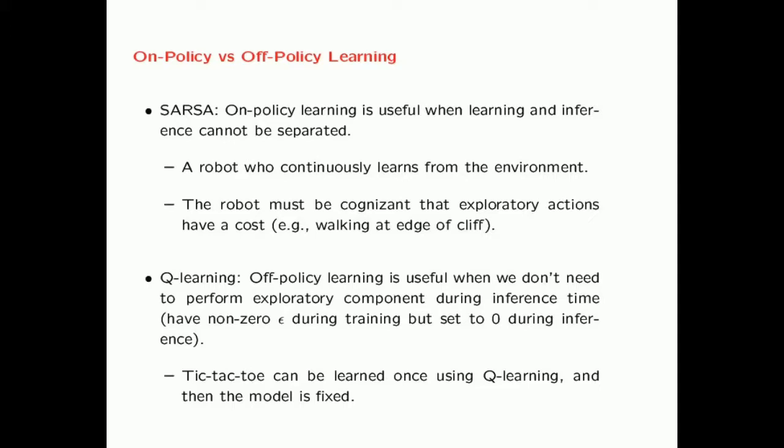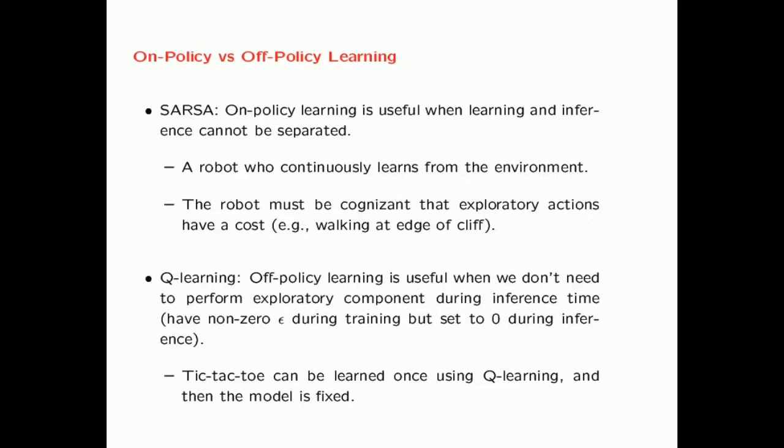Now, in the case where you always need to perform exploration during learning, it is very important to include the downsides of the exploration within the policy itself. So that's why on-policy learning is important. Let me give you an example. Let's say that you wanted to teach a robot to get from point A to point B by reinforcement learning, and you couldn't possibly separate the inference time from the training time.